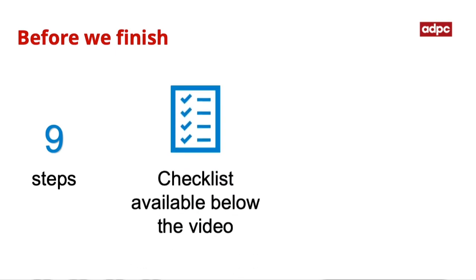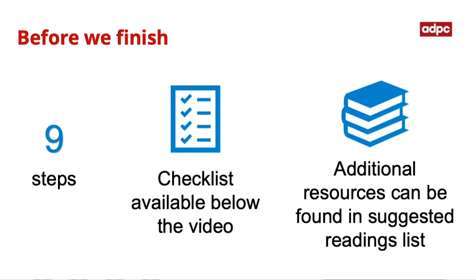We've finally gone through all 9 steps for conducting audience analysis, including audience segmentation. To help you with your disaster risk communication plan, you can find an audience analysis checklist below this video. This will help ensure that you go through all 9 steps effectively. The suggested readings list also has resources that can support you when you conduct your own audience analysis and to have a little more detail on each of the steps.